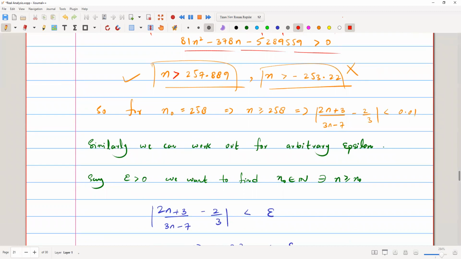Here I get two values because it's a quadratic equation. So n is greater than 257.889 and n is greater than negative 253.22. The negative one makes no sense, because n belongs to the natural numbers, so every n is greater than that negative number. So we take n greater than 257.889. This shows that this is my n naught. If I approximate this, it's approximately 258.